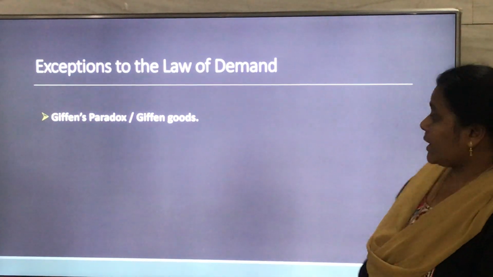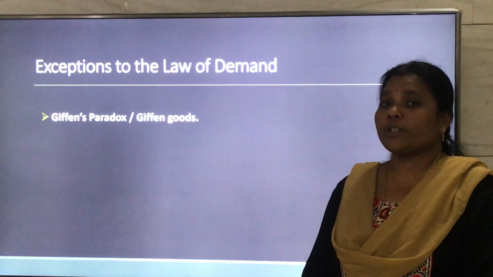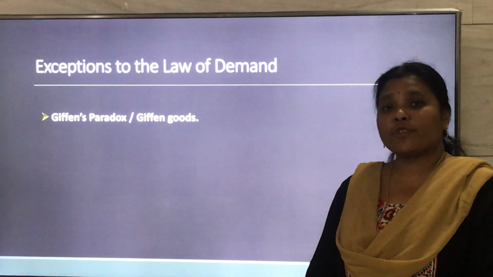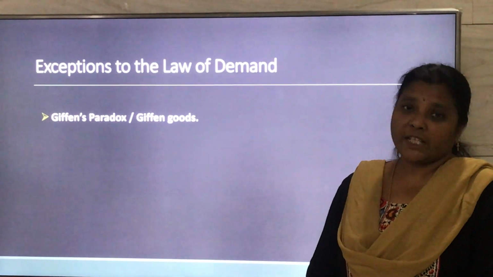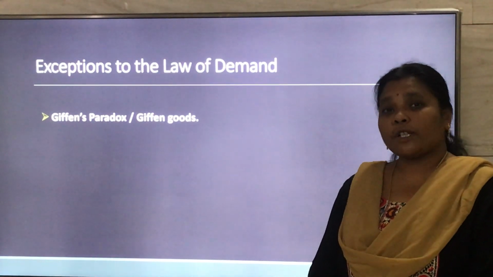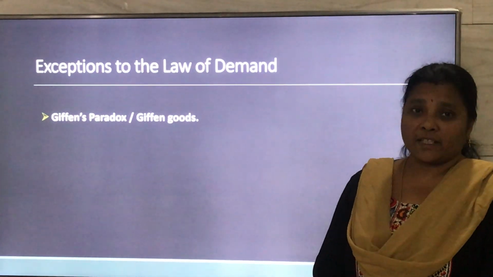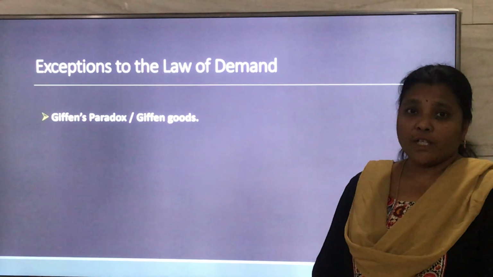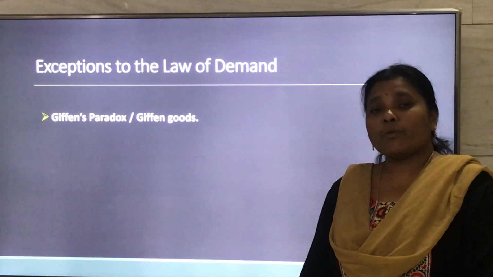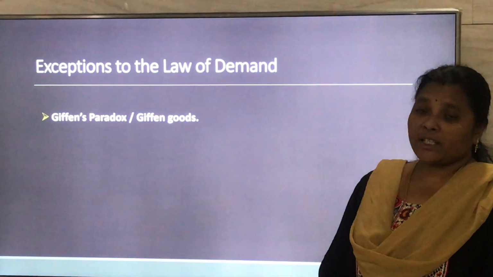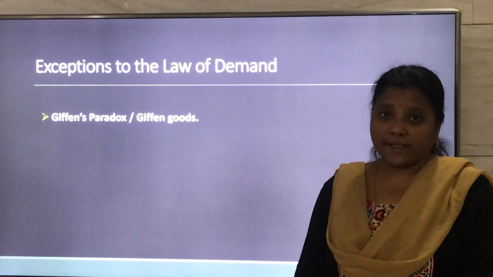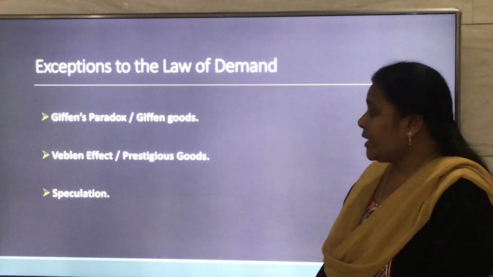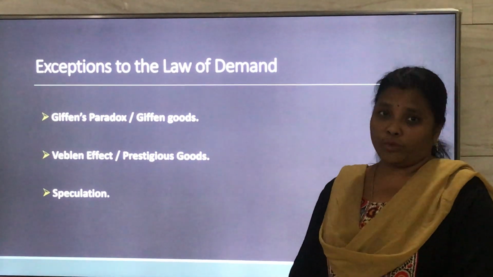So if we take an example of Giffen goods, inferior goods. Giffen goods are nothing but inferior goods. Like take an example of jowar, ragi, bajra, etc. These are goods which used to be called inferior goods in earlier days, but nowadays they have become nutritious foods. So for such kind of goods, more was demanded at a higher price by the poor people in olden days.